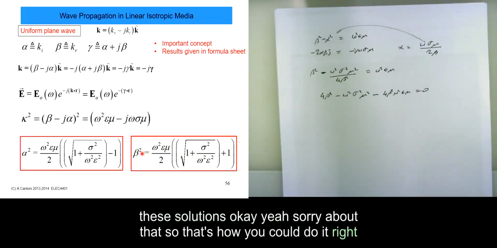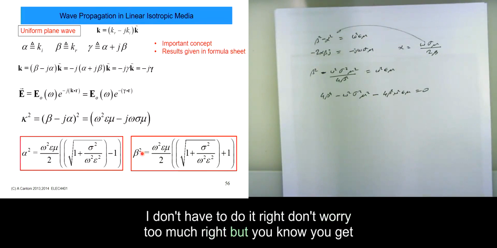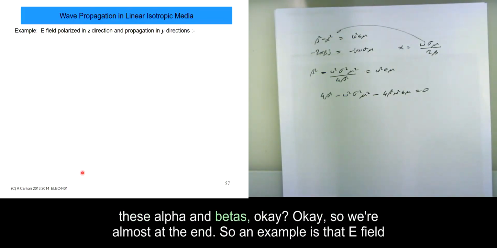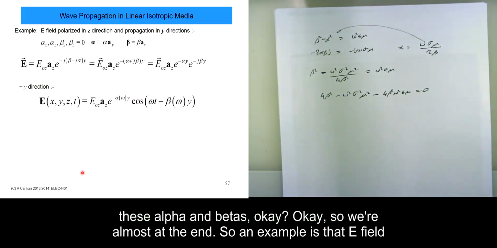So that's how you could do it, right? You don't have to do it. Don't worry too much, but you can get these alpha and betas. Okay, so we're doing that.